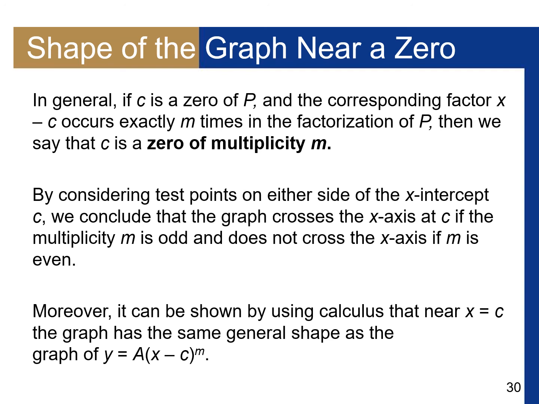All right, shape of a graph near a 0. In general, c is a 0 if the corresponding factor x - c occurs exactly m times in the factorization. Then we say that c is a 0 of multiplicity m. I will explain what that looks like in a minute. By considering test points on either side of the x-intercept c, we conclude that the graph either crosses the x-axis or doesn't cross. Moreover, it can be shown by using calculus, which you'll do hopefully the next time you take a math class.